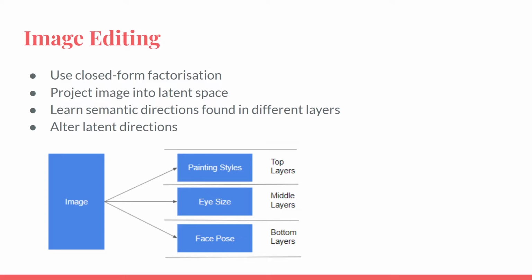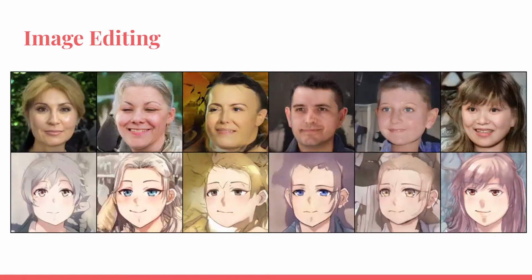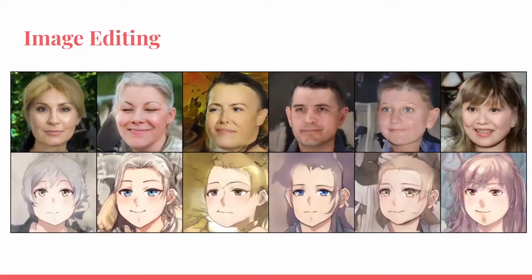We then learn semantic directions and modify them to alter the respective features of the image. Using this technique, we can alter facial features such as the facial pose, expression, and hair color. We can see from our example here where the facial expression, the facial pose, and the hairstyle has been modified.